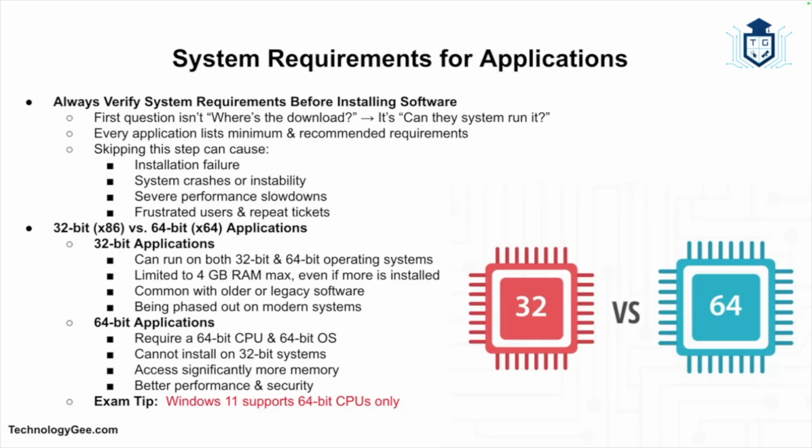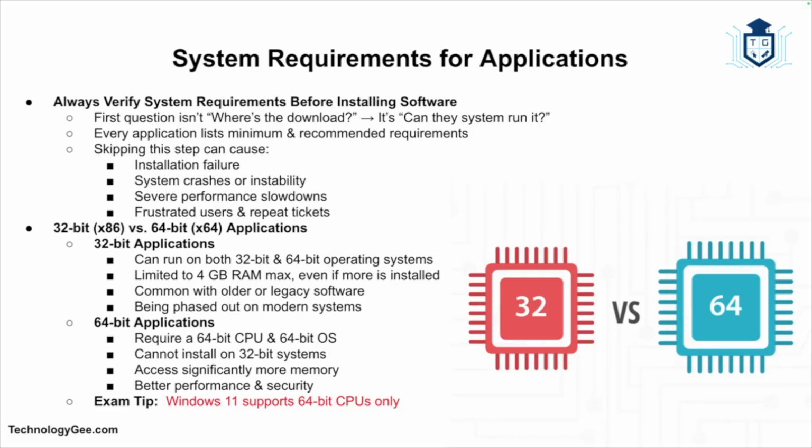So let's break down the different types of system requirements that you need to know for the exam. The first one is 32-bit versus 64-bit dependent applications. One of the most common compatibility issues that you're going to face is the difference between 32-bit and 64-bit applications. When it comes to 32-bit applications, they can run on both 32-bit and 64-bit operating systems. They are limited to 4 gigabytes of RAM maximum. And even if the system has 16 gigabytes of RAM, a 32-bit application cannot use it at all. Many older applications are 32-bit, but modern operating systems are phasing them out. For example, Windows 11 only supports 64-bit CPUs.